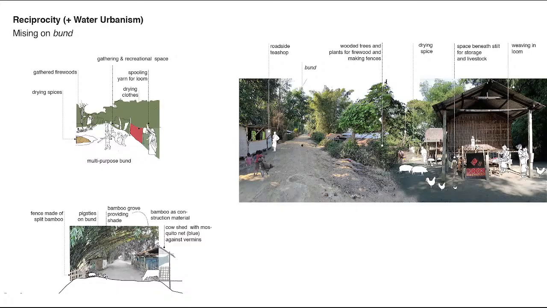On either side of the bund, there are also bamboos that are planted, so you have a shaded microclimate on top of the bund in this very warm heat. In the image on the top, you can see how the bund is used for multi-purpose activities. There is a woman spooling yarn for the loom, they are drying clothes, drying spices, and drying firewood. And also in this drawing, similar kinds of activities.